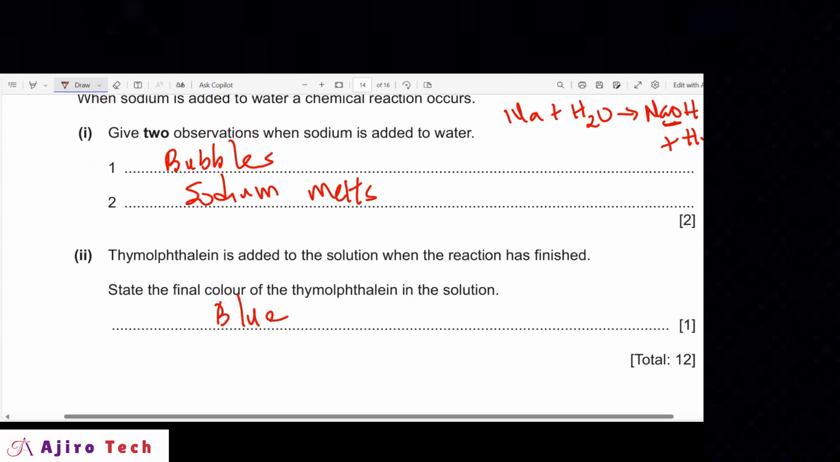So that brings us to the end of solving this paper. I hope you were able to learn some concepts, and I must say the paper questions were quite easy. So watch out for other papers. We'll also be doing the alternative to practical, and the multiple choice as well.